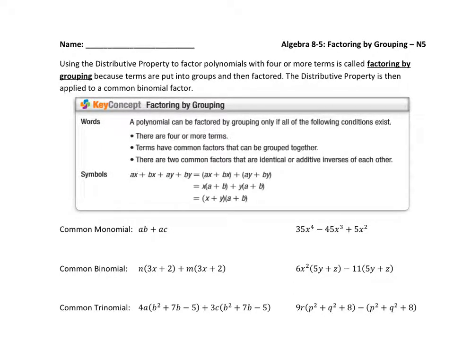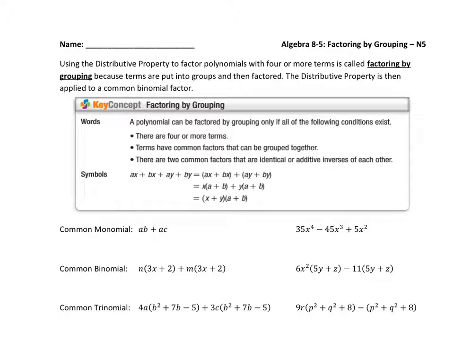Algebra, Unit 8, Lesson 5, Notes 5, Factoring by Grouping. Using the distributive property to factor polynomials with 4 or more terms is called factoring by grouping, because terms are put into groups and then factored. The distributive property is then applied to a common binomial factor.